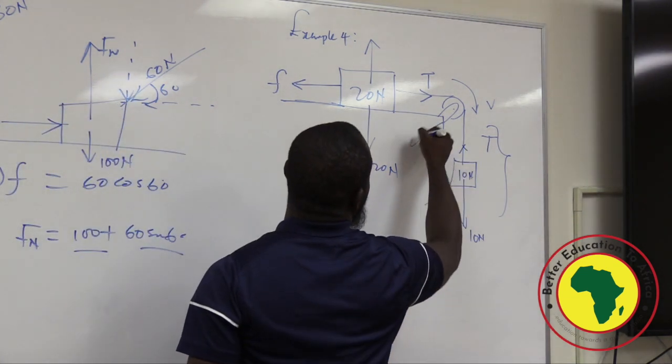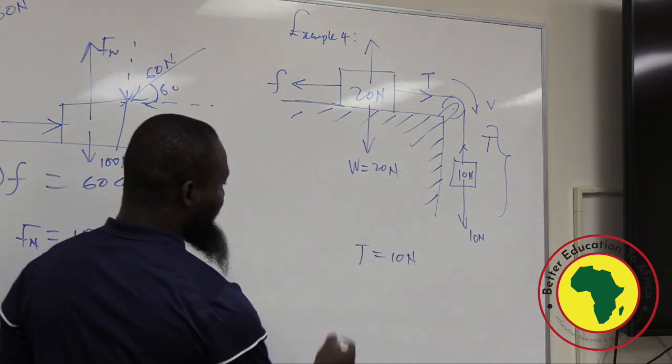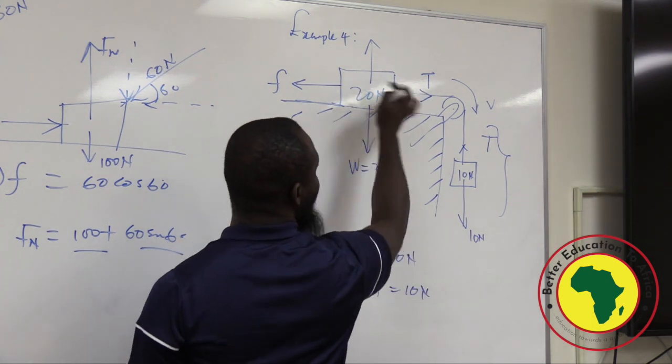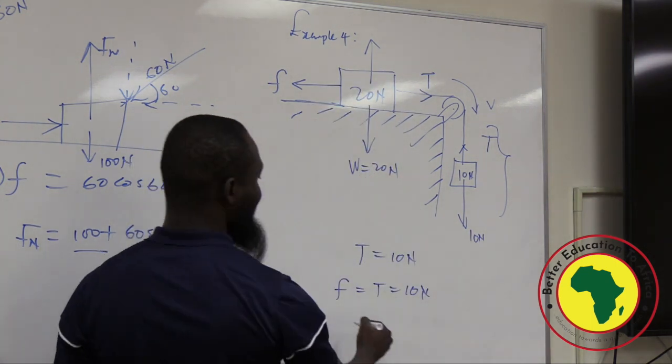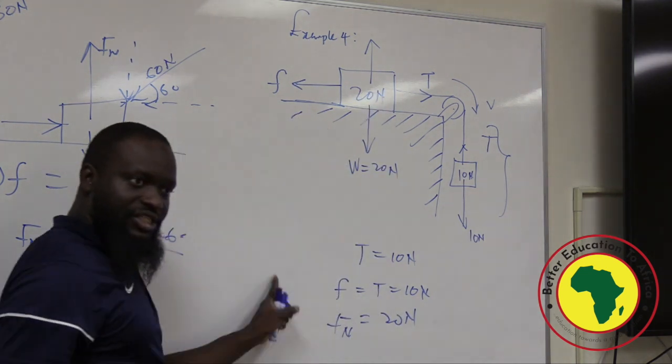The only guy that has friction is this guy. So what is the friction there? It's equal to T, which is 10 newtons, because it's balancing this guy to be in equilibrium. Then you get your normal force as the weight of this guy, 20 newtons. And you can get your coefficient of friction from there.